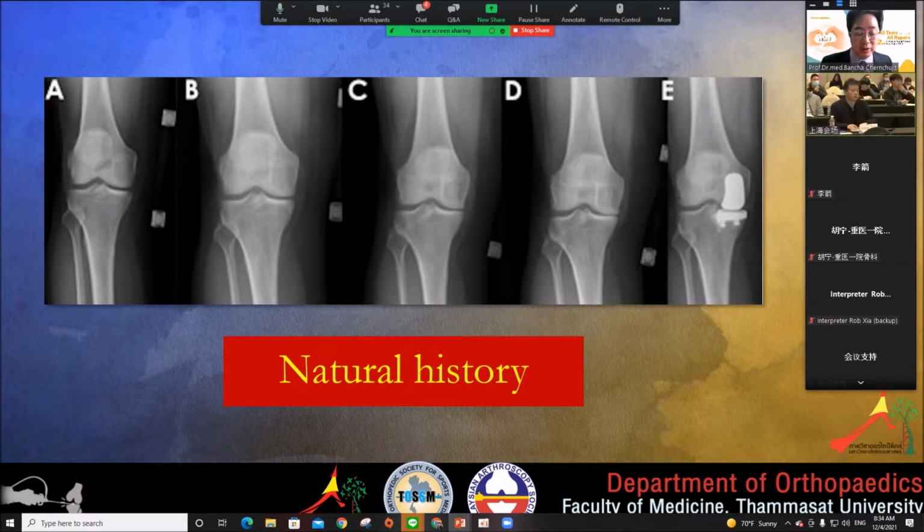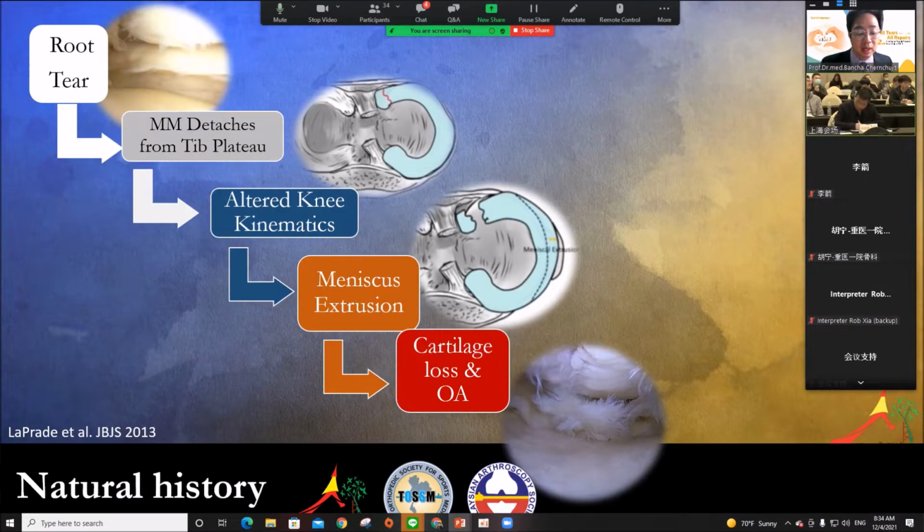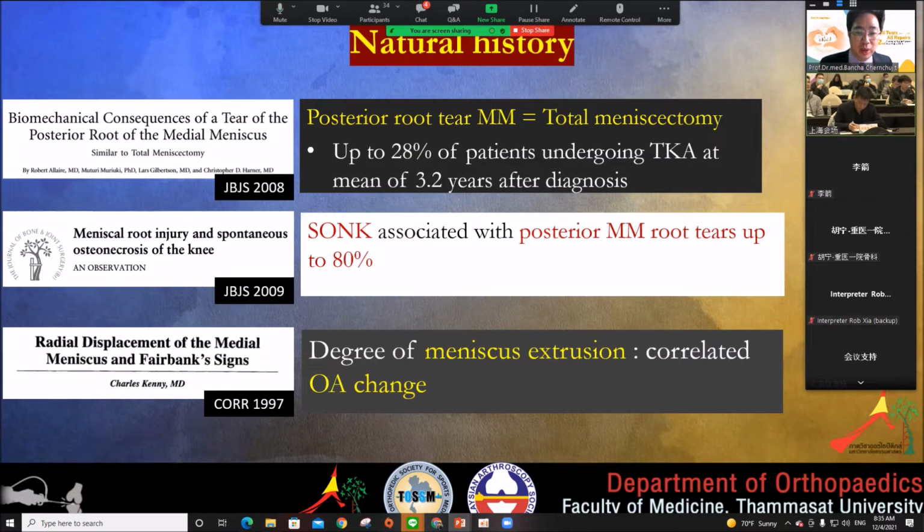We're talking about the natural history of the meniscus. Once the meniscus is torn, it will detach from the tibial plateau. This will alter the knee kinematics. Then the meniscus will be extruded more and more, finally diminishing the hoop stress effect, resulting in rapid progression of osteoarthritis of the knee.